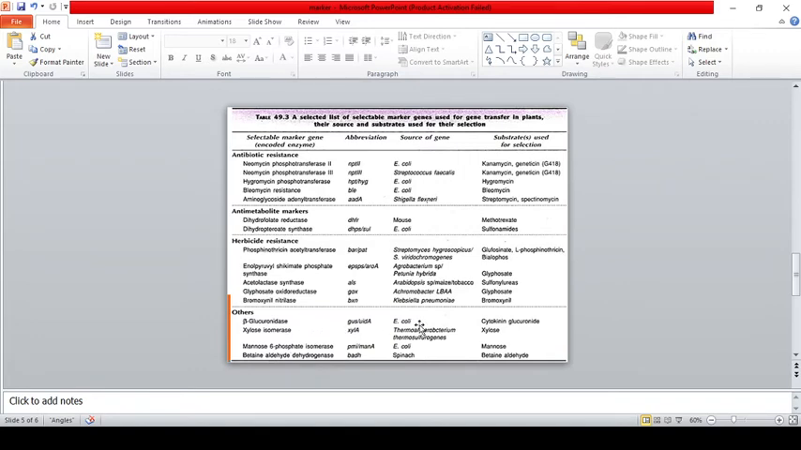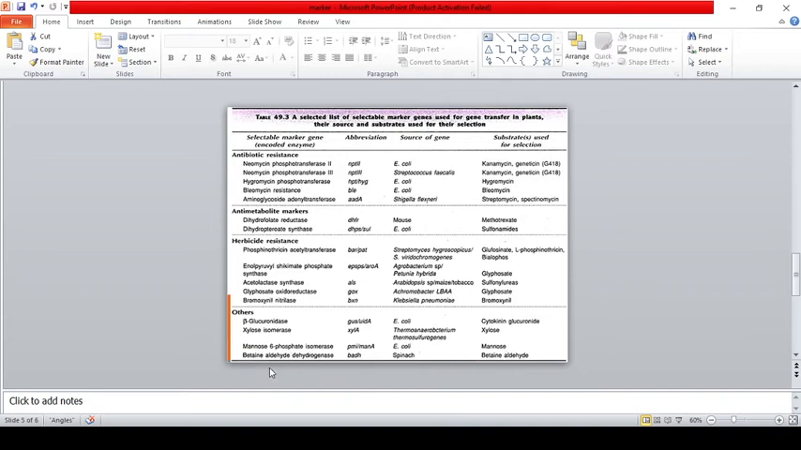The source of the gene is E. coli and the substrate used is cytokinin glucuronide. The second one is xylose isomerase. The substrate is xylose. The source of this gene is taken from Thermoanaerobacterium thermosulfurogenes, and the substrate is xylose. The third one is mannose 6 phosphate isomerase, and the source of this gene is E. coli. The substrate used is mannose.